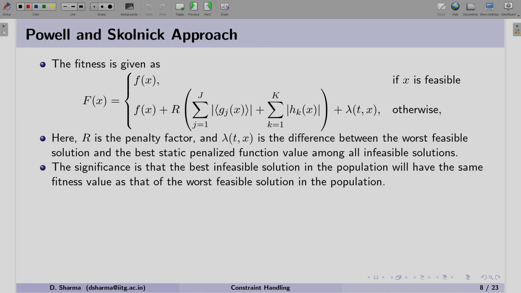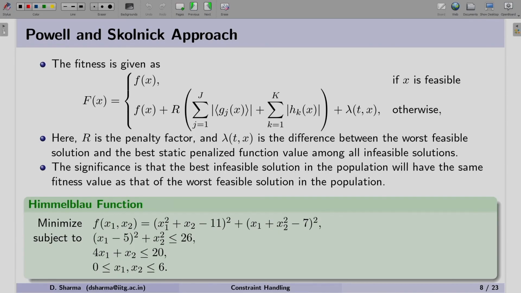Now, the significance of such a fitness is that the best infeasible solution in the population will have the same fitness value as the worst feasible solution in the population. So, the lambda value will be adjusted in such a way that these two solutions, the worst feasible solution and the best infeasible solution, both have the same fitness value.